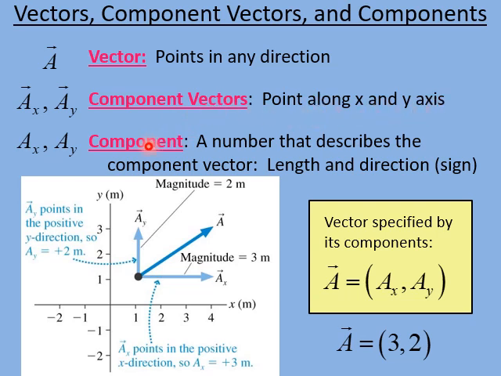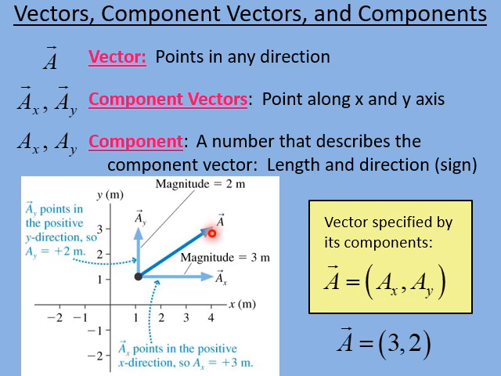All right, there is also something called the components, which are not vectors. They are just numbers. Notice there's no little arrow over A sub x or A sub y. So A sub x and A sub y are the components of vector A. They're a number that describes the component vector. It basically gives us the length, and the direction given by the sign of the component. So there's a lot of new terminology here, but it's actually quite simple. If we just look at the example here, this should clarify it. So here's our original vector A going like this.